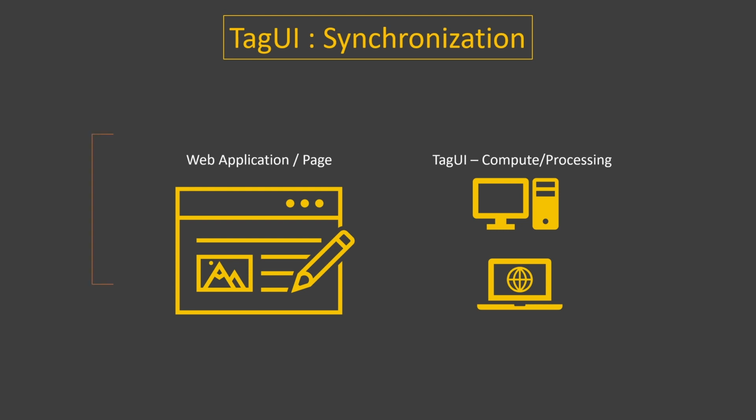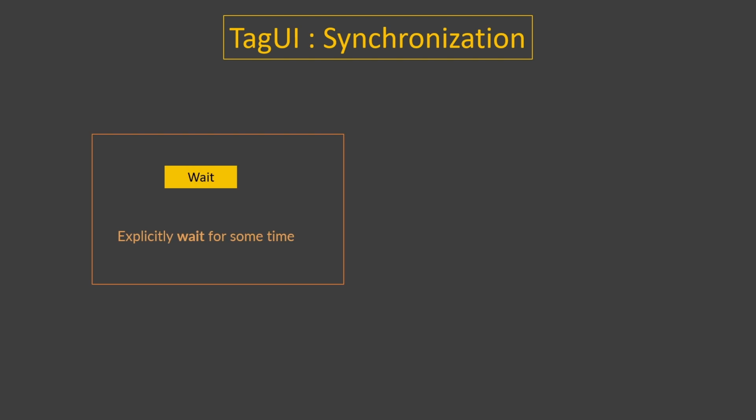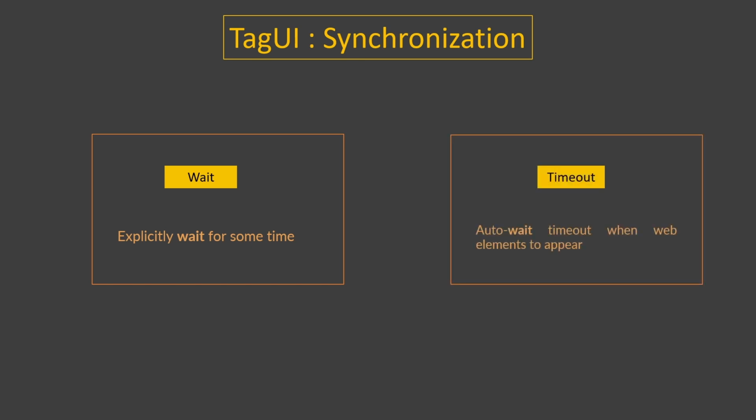For this we have two types. We have a wait, which is called explicit wait for some time. When you launch a website and your statement processing is much faster, you can just put a blanket wait. Tag UI will wait for that particular amount of time in seconds, explicit wait for some time. The other one is called timeout. It auto waits and times out when the element appears. So these are two options by which we can synchronize. We'll see both examples and try to understand the nuances or differences between wait and timeout, when you should use each and when you should not, and what the options related to it are.